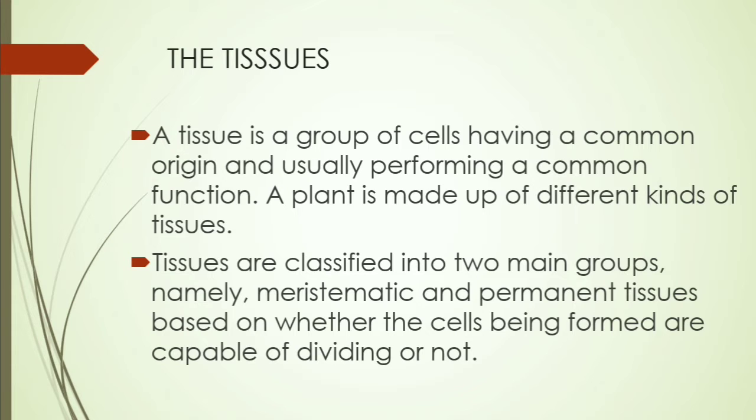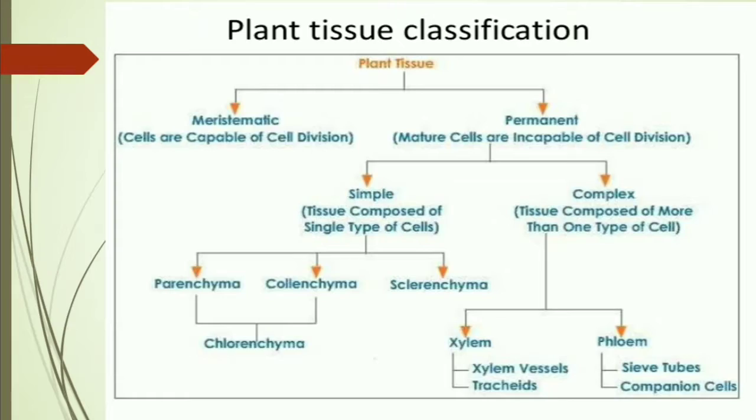Tissues are classified into two main groups, namely meristematic and permanent tissues, based on whether the cells being formed are capable of dividing or not. Plant tissue classification. Plant tissues may be meristematic or permanent. Meristematic cells are capable of division. In permanent tissue, mature cells are present which are incapable of cell division.